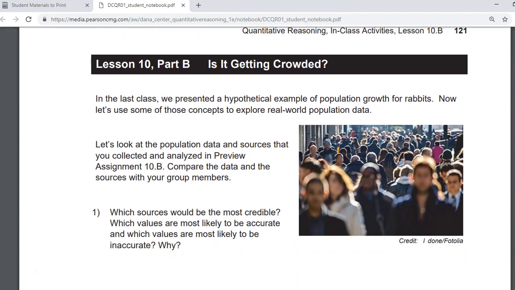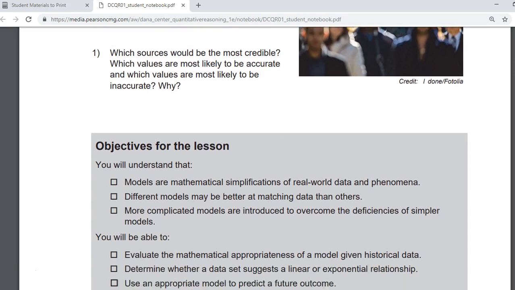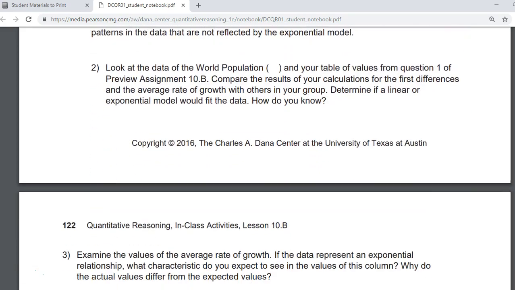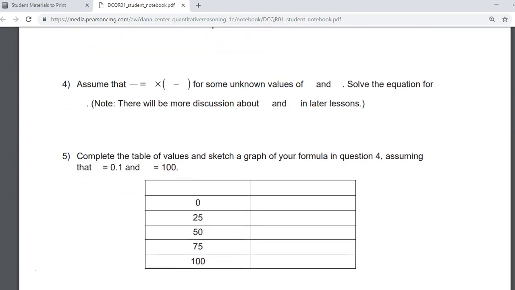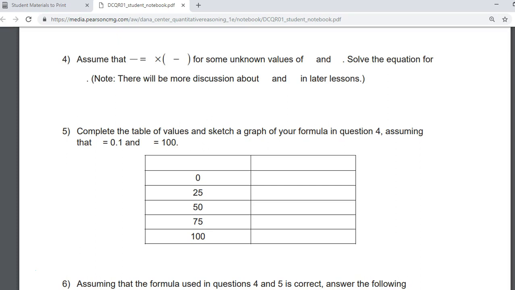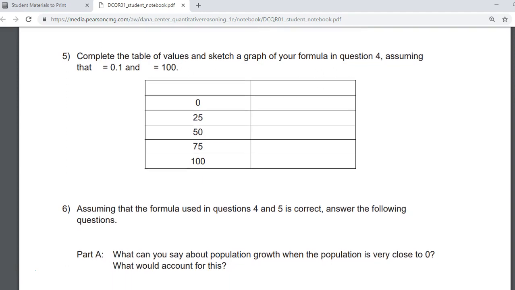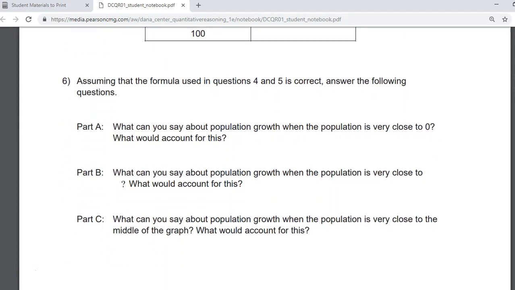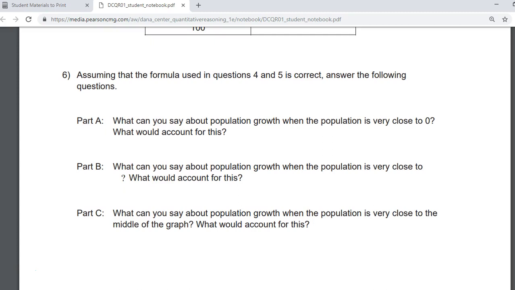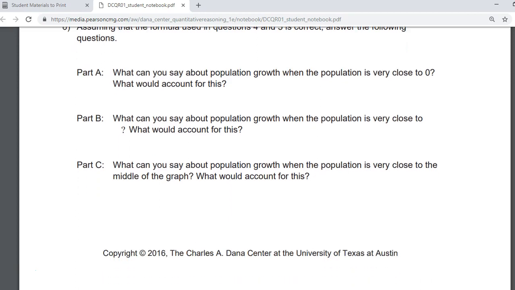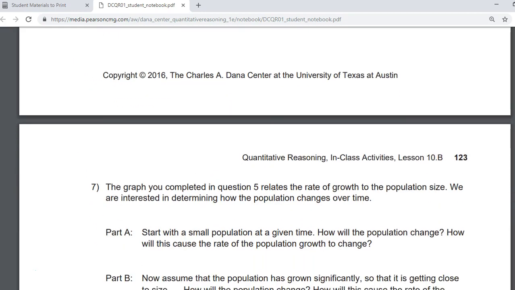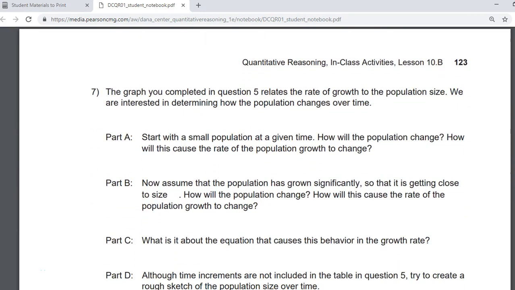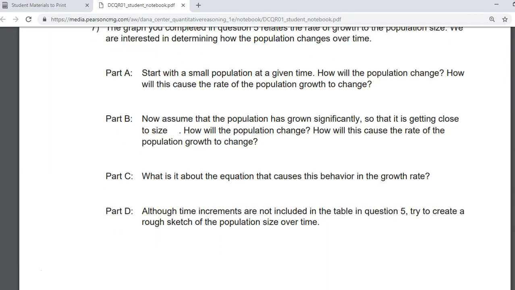Moving on to 10B, looking at the pieces and parts, population. I know mine is pretty sketchy here without some parts that are missing. I can't think of any formulas right now that you need to have memorized except the delta P over P, the change in population over the original population, that's relative change. And that's what we're talking about here.